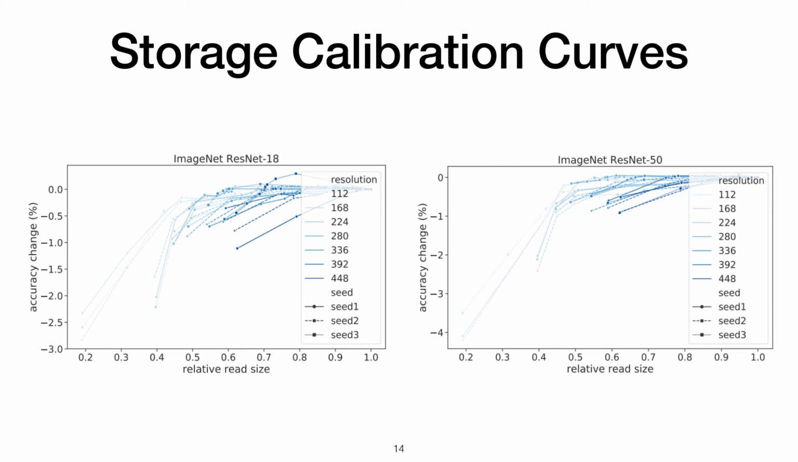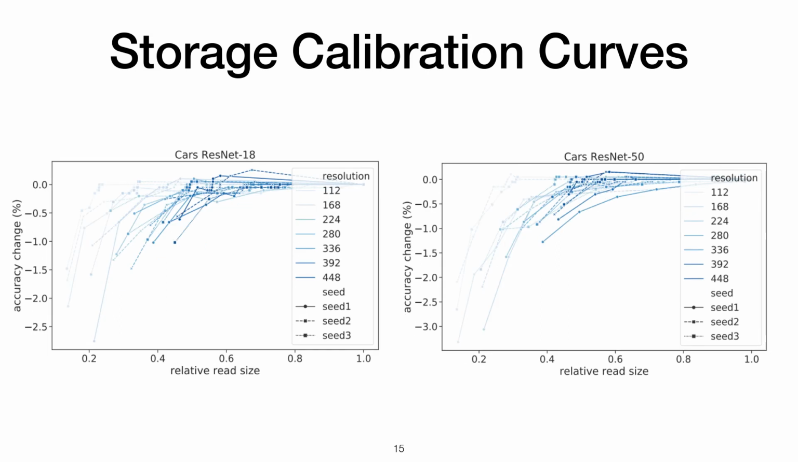Each line styling is a different seed to get a better estimate of random variation between the models. Note that while the relative read size is plotted here for illustrative purposes, we calibrate image quality thresholds rather than read size percentages in practice.